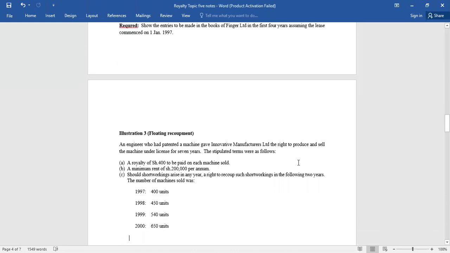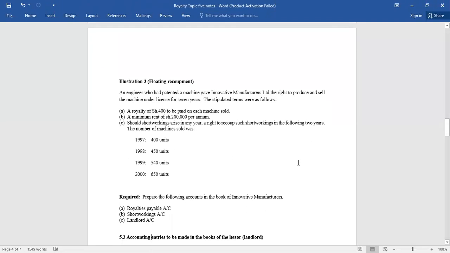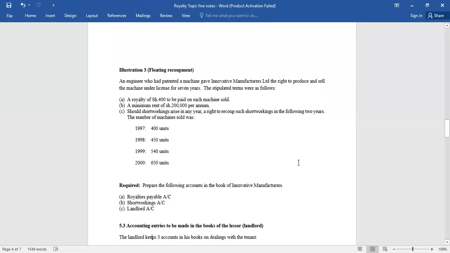Now, that was a case of fixed recoupment. We have a case here of floating recoupment, being told that an engineer who had patented a machine gave Innovative Manufacturers Limited the right to produce and sell the machine under license for 7 years. The stipulated terms were a royalty of 400 shillings to be paid on each machine sold, a minimum rent of 200,000 per annum, and should short workings arise in any year, a right to recoup such short workings in the following 2 years.